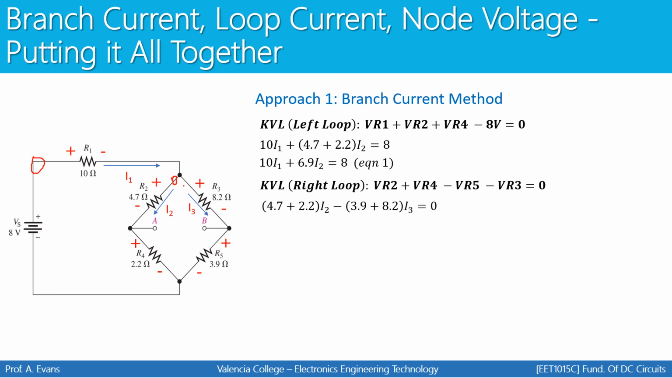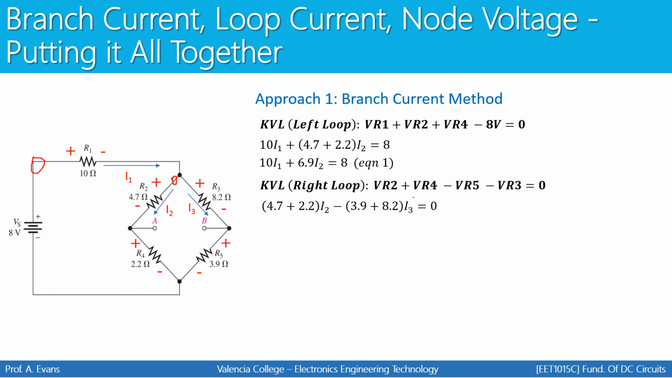Keep in mind that we identified I3 to be flowing down this way, but because of our KVL going the opposite way, it opposes the direction of I3. That's why this is a minus sign right here, because the voltage we're calculating is actually opposing the direction that we initially picked for I3.